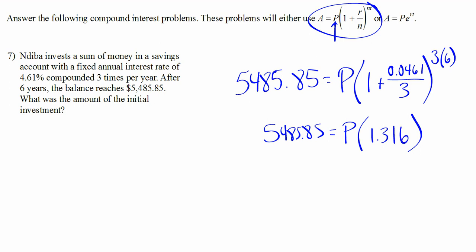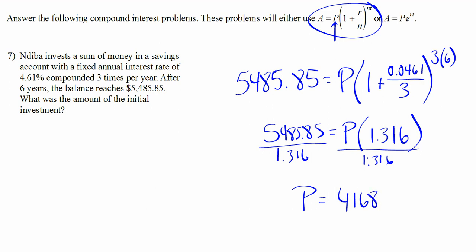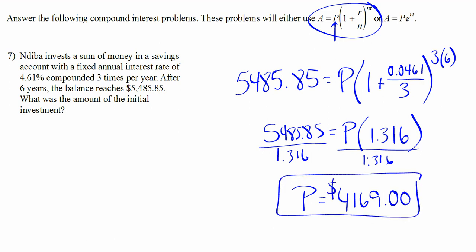we'll call it 1.316, so 31.6% gain, and then we're going to divide both sides by that 1.316. And the answer that I got here was $4,168. Uh-oh. I'm going to have to re-round. It's 99.8 cents, which is $1. So $4,169.00 is what we started with.